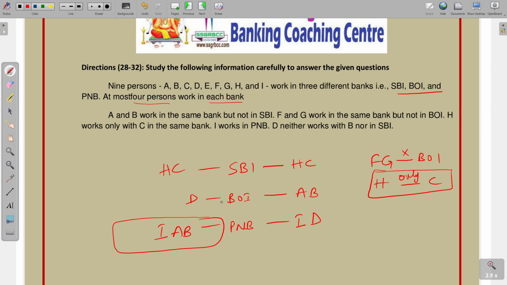So F and G both are not in BOB. If we fix F and G in Punjab National Bank, we have totally 5 persons there. What is the condition? At most 4 persons are working in a bank. So this possibility is not correct. So see where F and G work, F and G work here. Here we got 4 persons. It is the correct possibility. Let us move on to the questions.